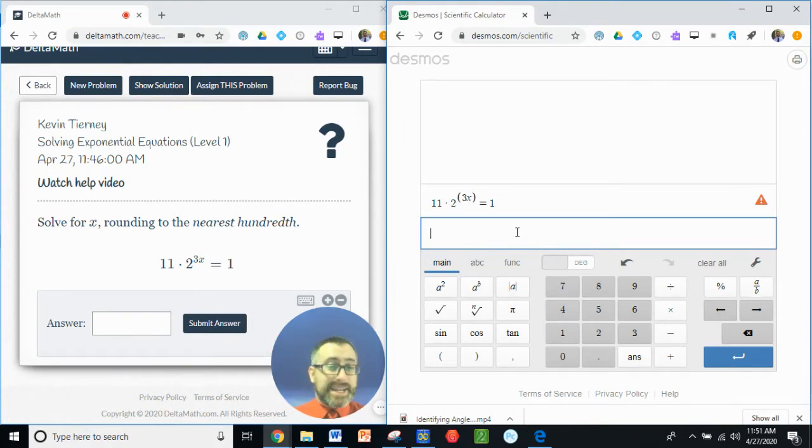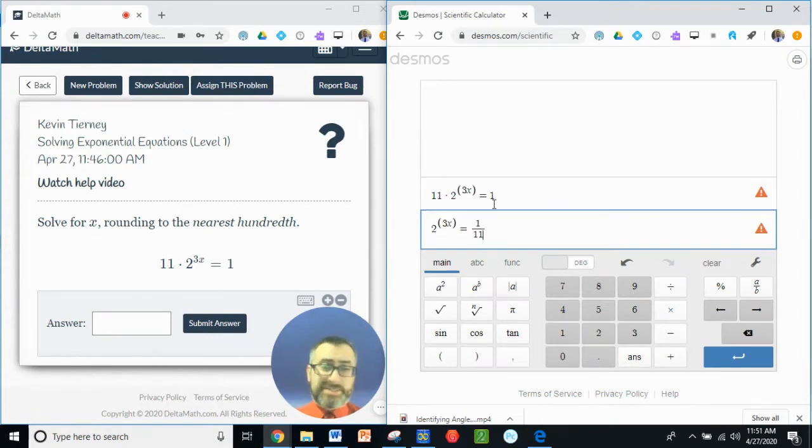On my next line, I need to figure out how I can start getting this x isolated. I notice that this 11 is a coefficient. It's 11 times 2 to the 3x, so I can cancel this coefficient by dividing. Divide both sides of the equation by 11, and it cancels on the left, leaving me with 2 to the 3x. And on the right, it's just 1 divided by 11, which I'll just leave as a fraction. Awesome. Next step.